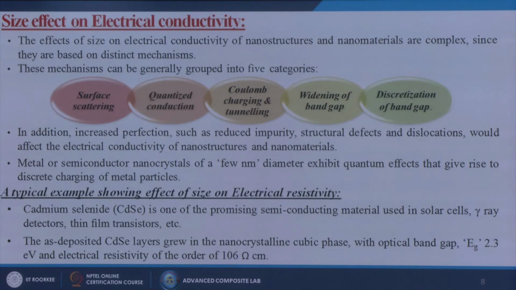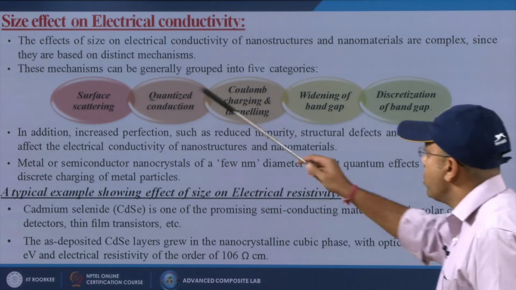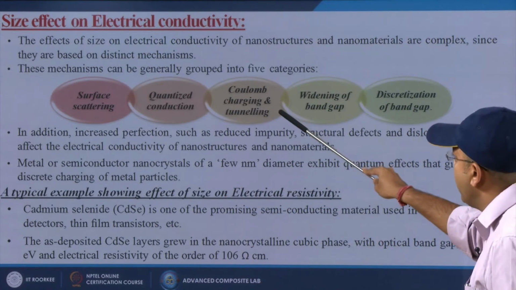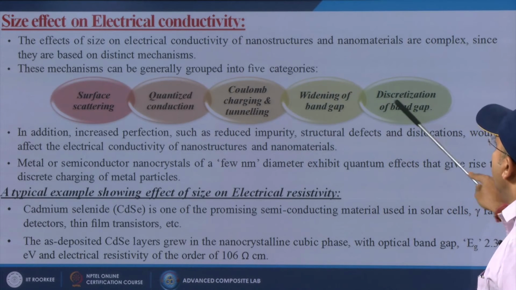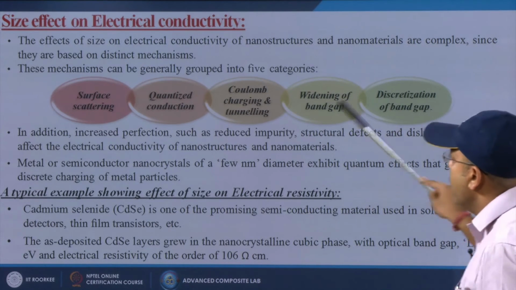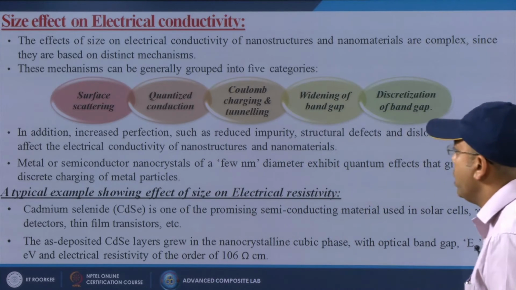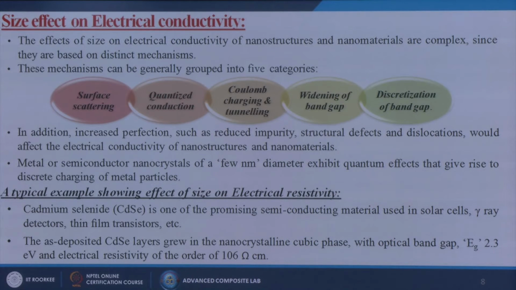Size effect on electrical conductivity. The effects of size on electrical conductivity of nanostructures and nanomaterials are complex, since they are based on distinct mechanisms. These mechanisms can generally be grouped into 5 categories: surface scattering, quantized conduction, Coulomb charging and tunneling, widening of band gap, and discretization of band gap. In addition, increased perfection, such as reduced impurities, structural defects and dislocations, would affect the electrical conductivity of nanostructures and nanomaterials.